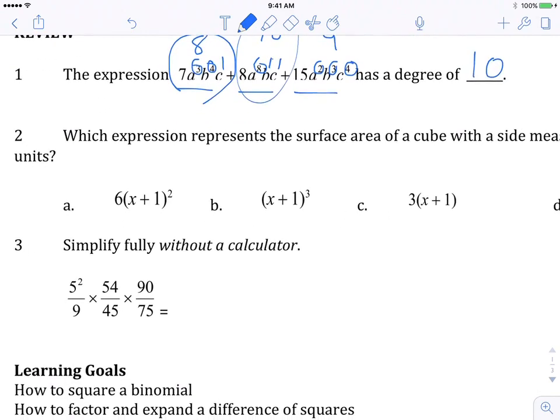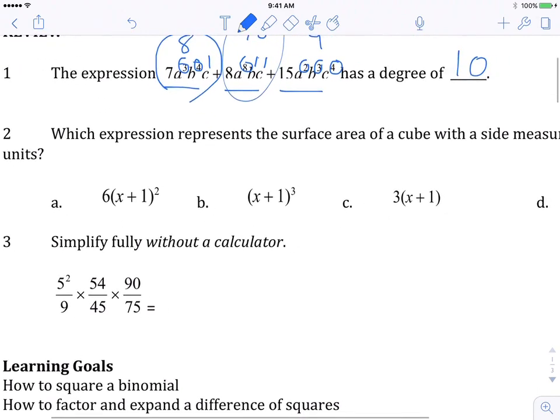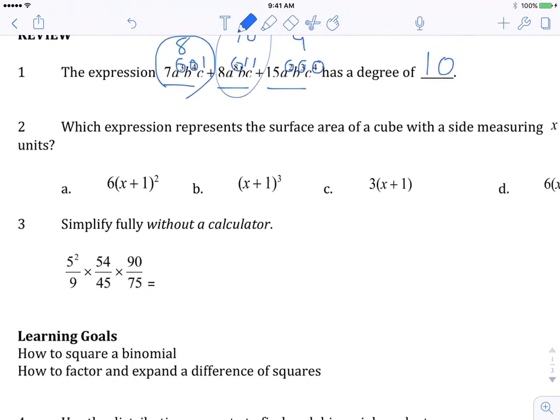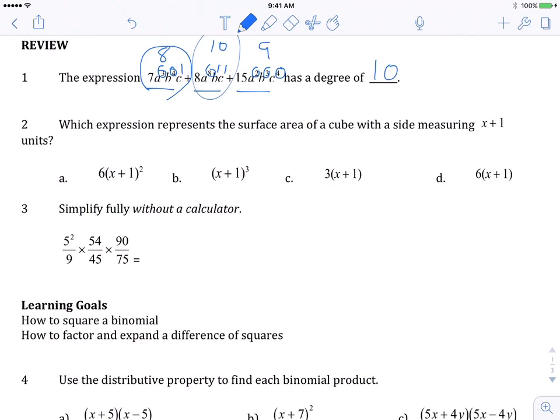Moving on to the second question. Which expression represents the surface area of a cube with side measuring x plus 1 units? So basically, if you have a cube, we're talking about the length, width, and depth, each being x plus 1.